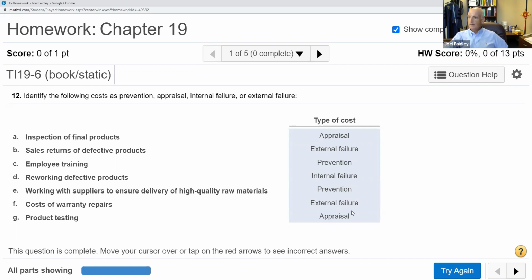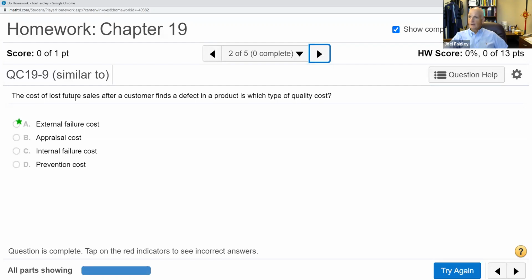Cost of warranty repairs, right? External, if it's warranty, it's gone outside your building. It's not just about correcting the product. It could be liability problems. It could be lost customers. And product testing, appraisal. All right, number 2, loss of future sales is external failure. Spending on testing a product before shipment, appraisal.